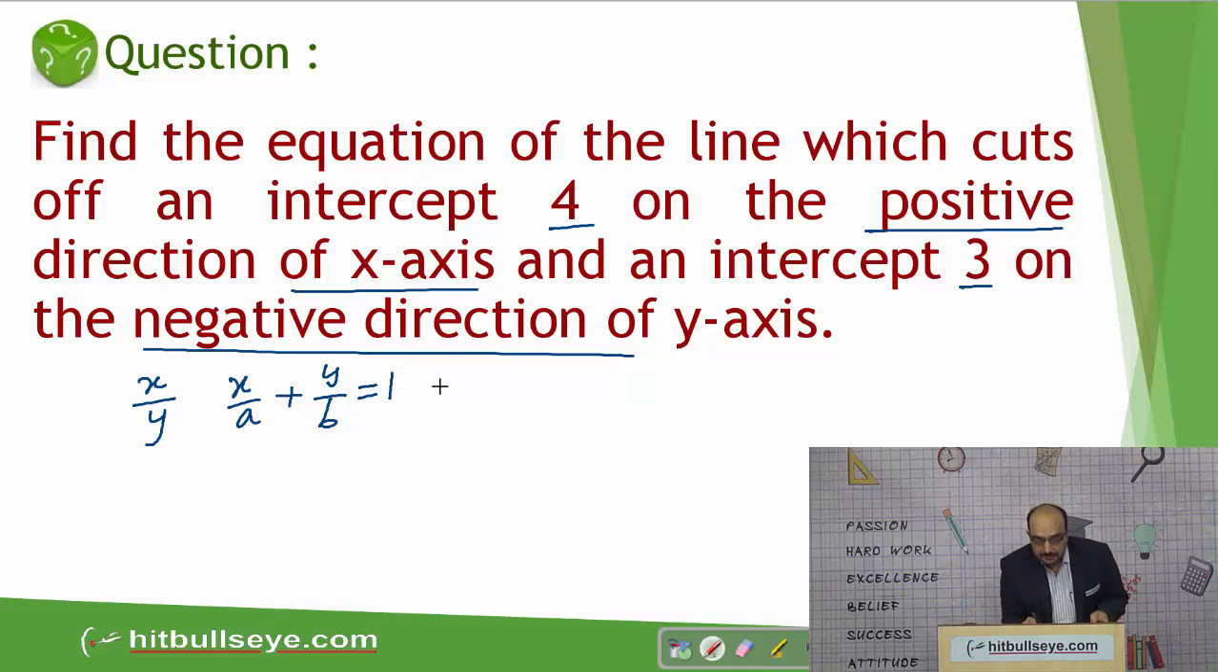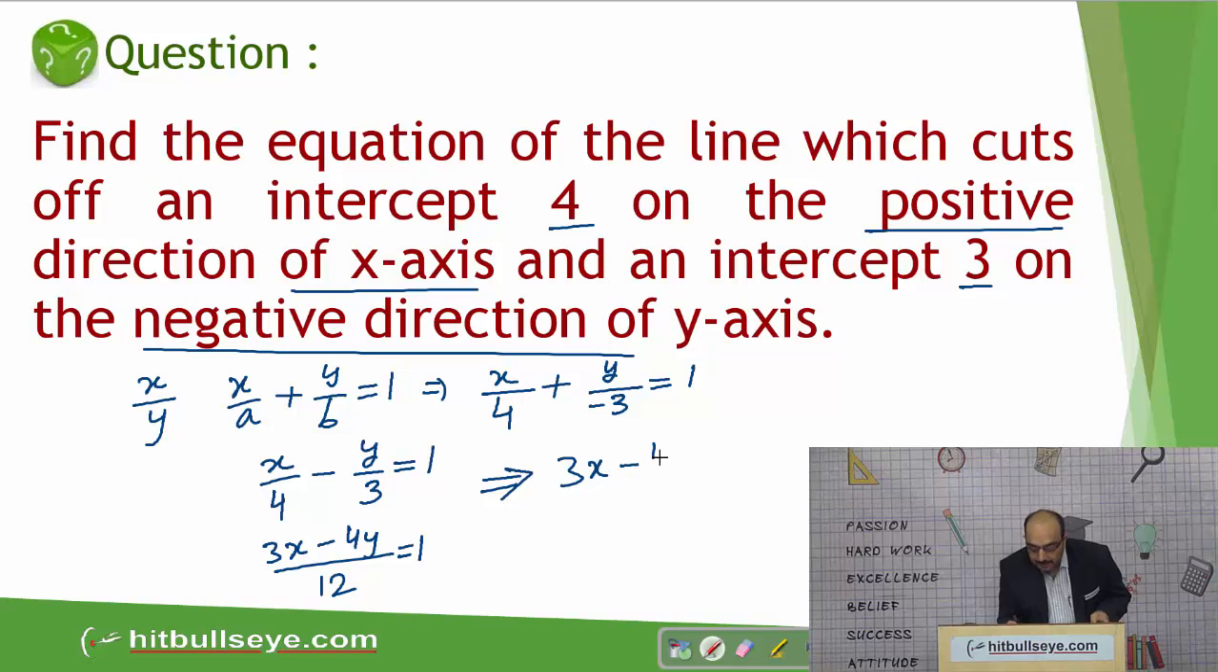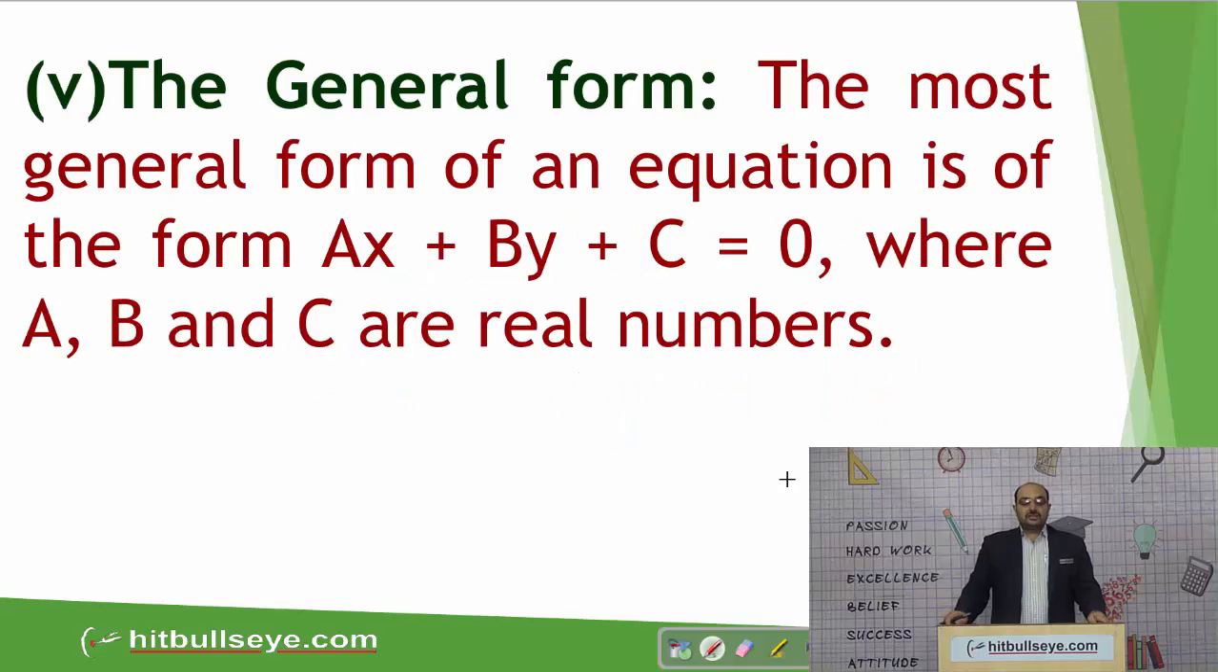Now let's put the values. We have x upon 4 plus y upon minus 3 equals 1. Or you can write this as x upon 4 minus y upon 3 equals 1. Taking LCM as 12, we have 3x minus 4y equals 12. Solving it further, we directly get the answer as 3x minus 4y equals to 12. That's your answer.